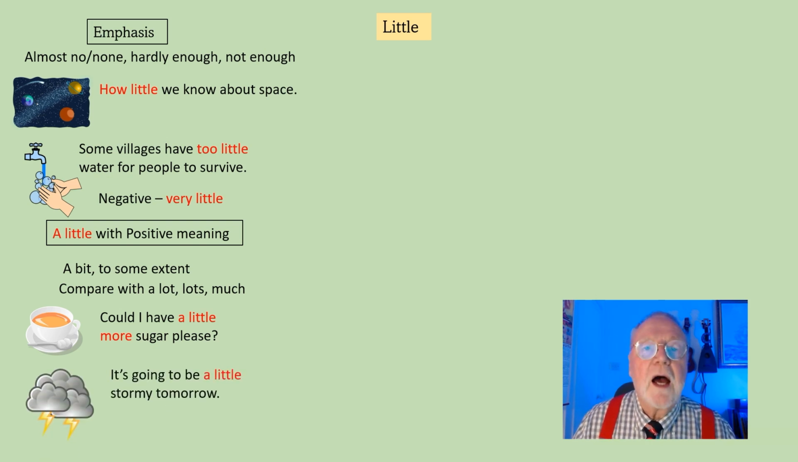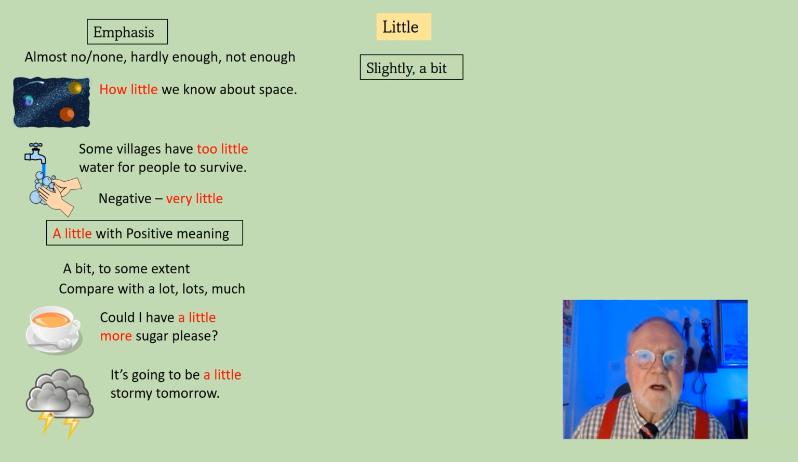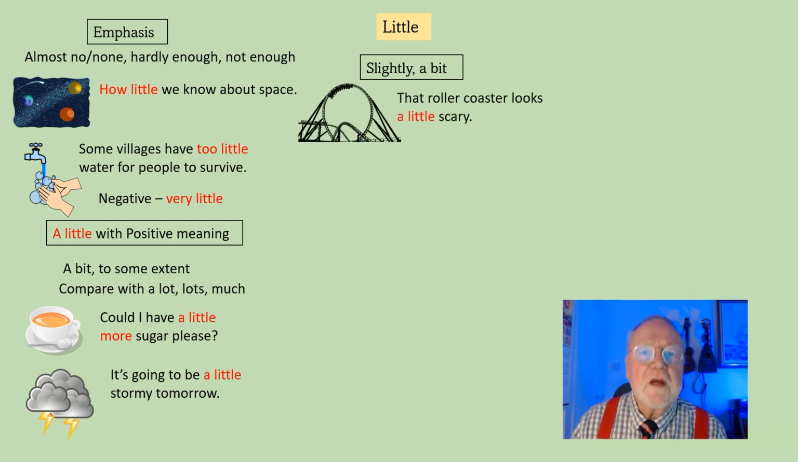It's going to be a little stormy tomorrow. A bit stormy. Little and a little are very useful for expressing subtle meanings like slightly and a bit. That roller coaster looks a little scary. Now this is really an understatement. It's an ironic statement really, because I think you're really afraid of going on it. It looks a little scary, but you really mean it looks very scary.